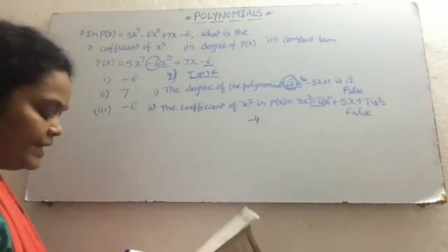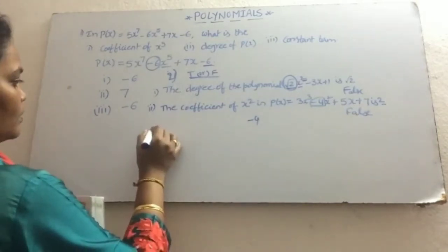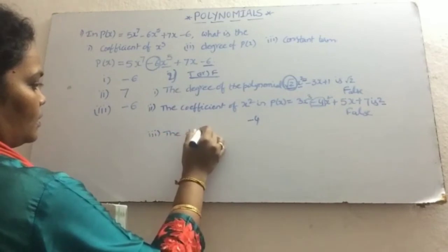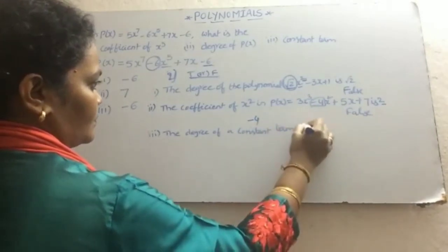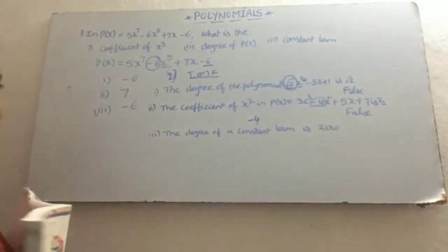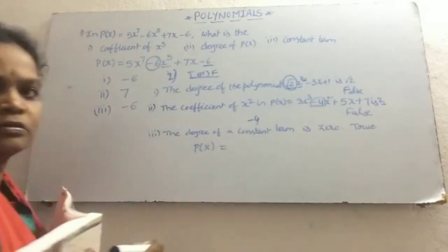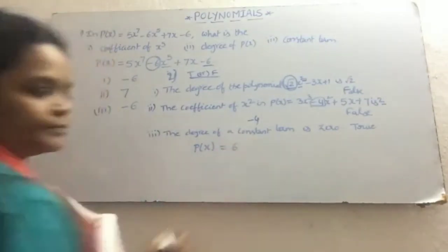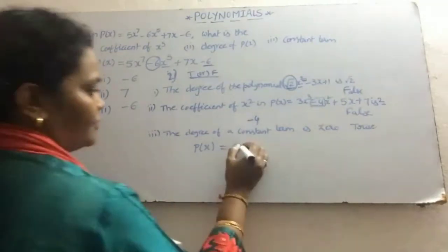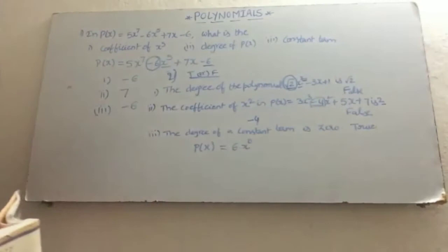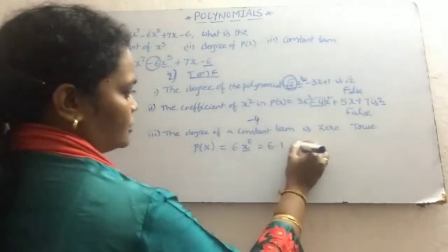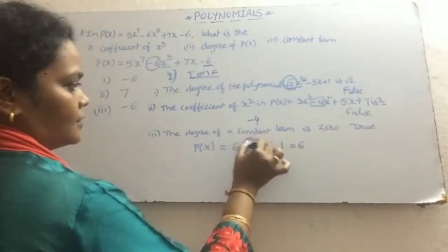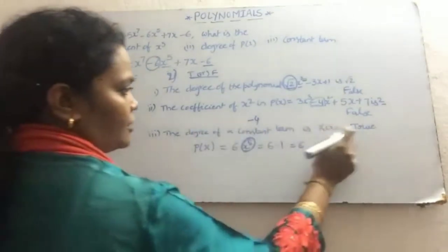And next one, the degree of a constant term is 0. This is true. Why? Because if we take P of x is equal to, I will take the constant 6. Suppose I will write here 6x power 0. X power 0 means 1. That means 6 into 1, that equal to 6. What is the degree here? 0. So the degree of the constant term is 0. This is true.